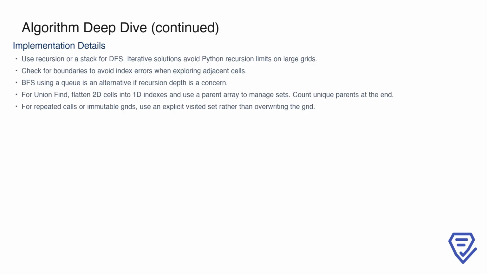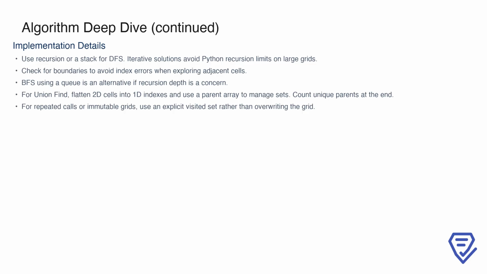If you choose BFS, you'll use a queue instead to manage your expansion, which can help with recursion limits. Union find, while more complex, is suitable for situations where mutating the grid is not allowed or if you need to answer dynamic connectivity queries. If the problem restricts grid modification, use a separate visited set to keep track of processed cells.